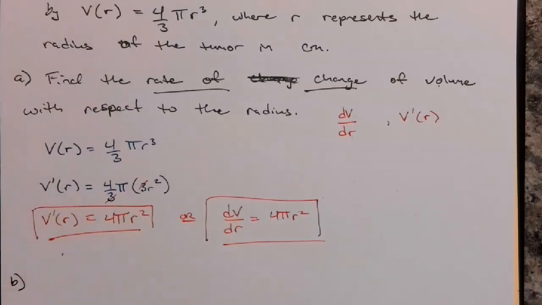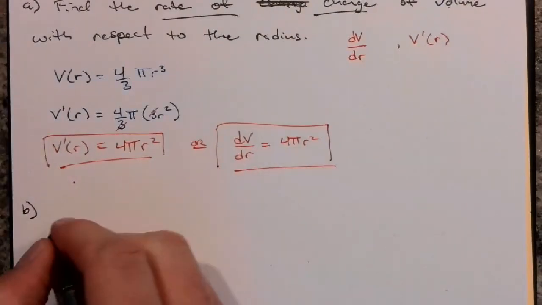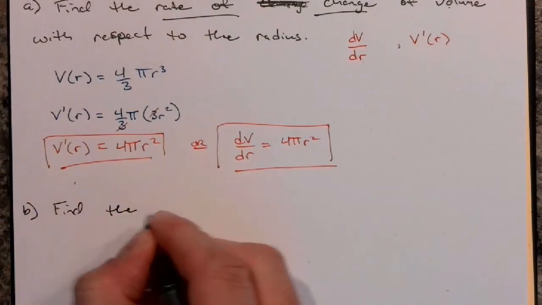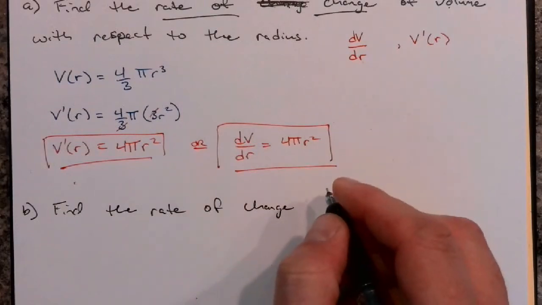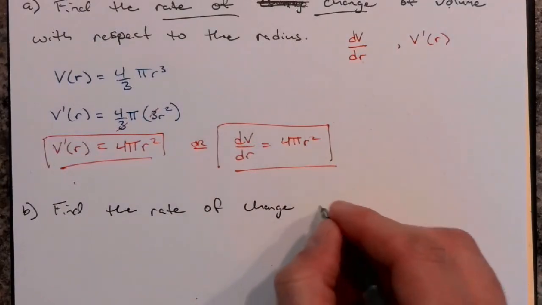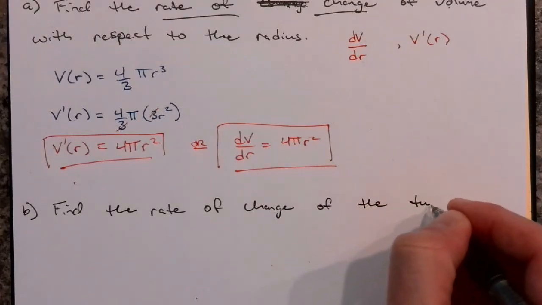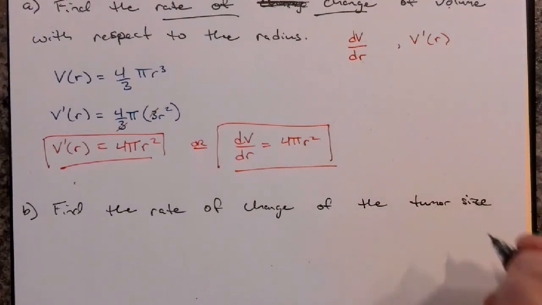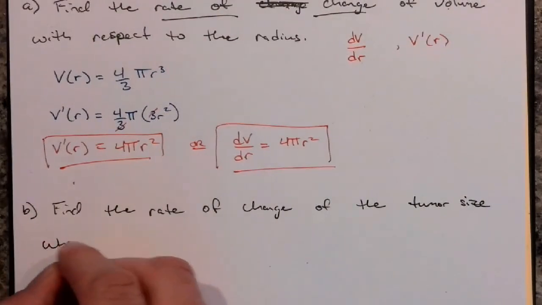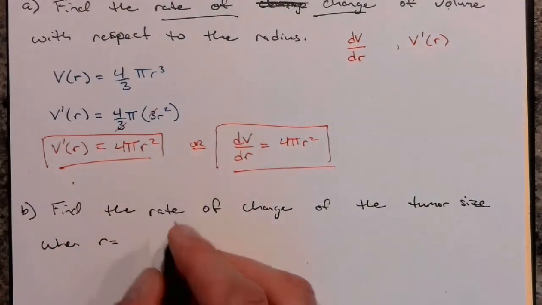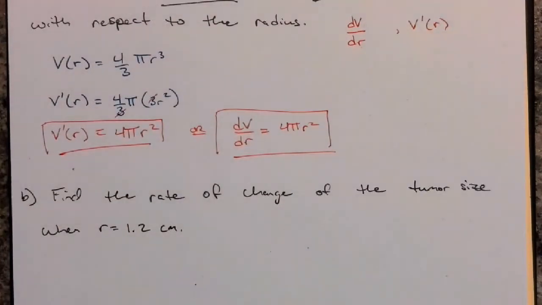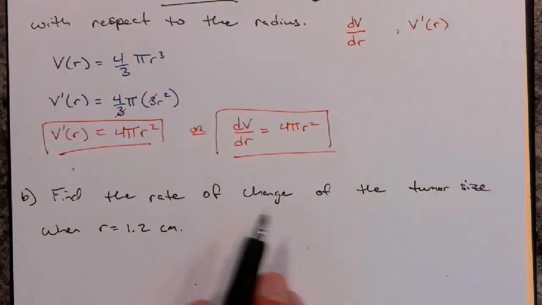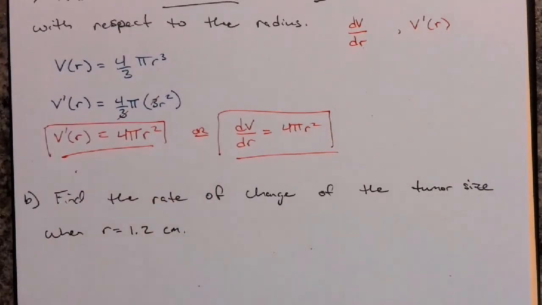Let's take a look at the follow-up to this, because that's going to help us do this next part. So if I said to find the rate of change of the tumor size when r equals 1.2 centimeters. So now they're giving us a specific condition. They're still asking us to find the rate of change, but they're saying when r equals 1.2 centimeters. So we already found the rate of change generally above.